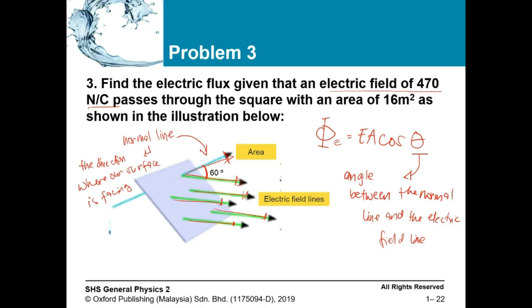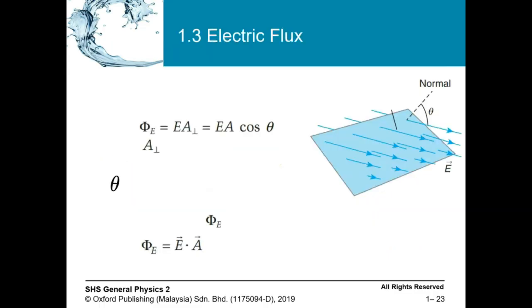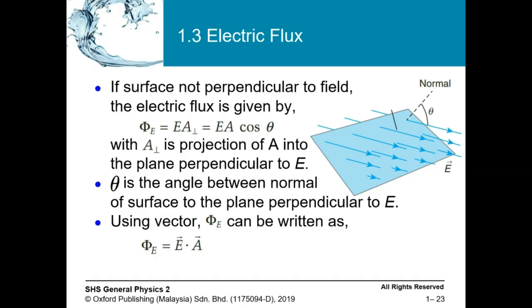Okay, please take note of this because this is very important. This was actually discussed earlier. This is the new formula that we're going to use. And this is the normal line. Again, what is the normal line? The normal line is the direction where our surface is facing. And our theta here is actually the angle between the normal line and the electric field line.